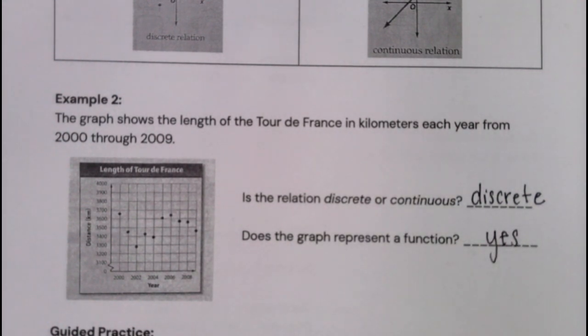What would it mean if two were stacked on top of each other in this example? They measured it twice or ran the race twice in 1 year, right? So it would mean that in 2000, the race was one distance and another distance. Well, that wouldn't even make sense, right? Number one, they don't run the Tour de France twice in a year. It's only once a year. And number two, why would it be two different lengths in the same year, right? So it is a function.